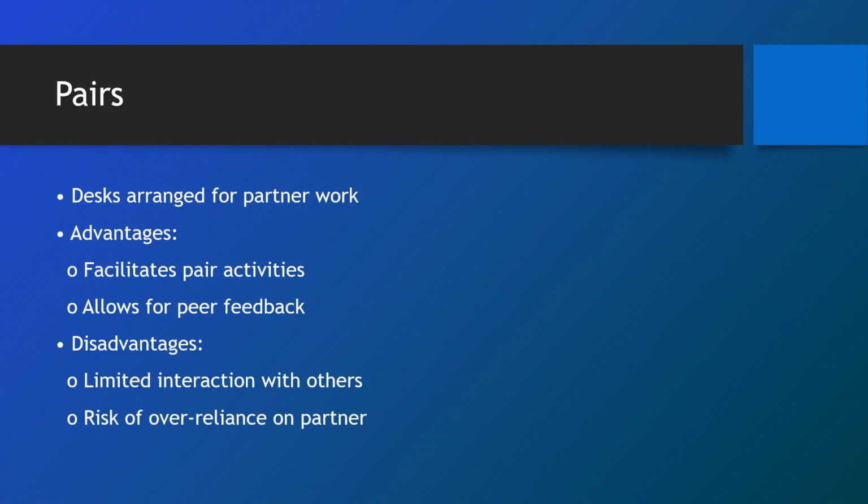Arranging desks in pairs is excellent for partner activities like dialogues and role plays. It encourages practice with a peer and allows for immediate feedback. However, interaction is limited to one other person, and there's a risk of one student relying too heavily on their partner.